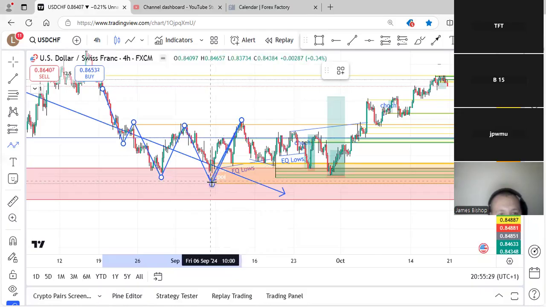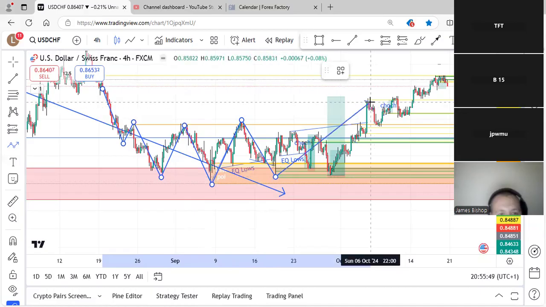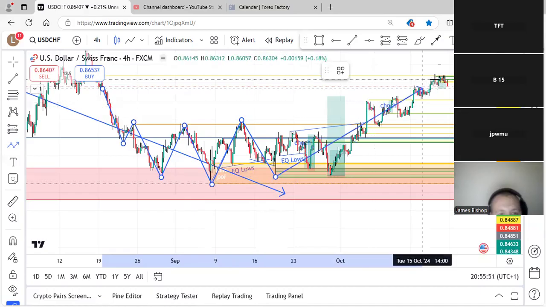So it creates a new lower low, breaks the high. So we've got a change of character, break of structure, whatever you want to call it, above this high here. And now obviously it's forming a higher low, higher highs. If that makes sense.